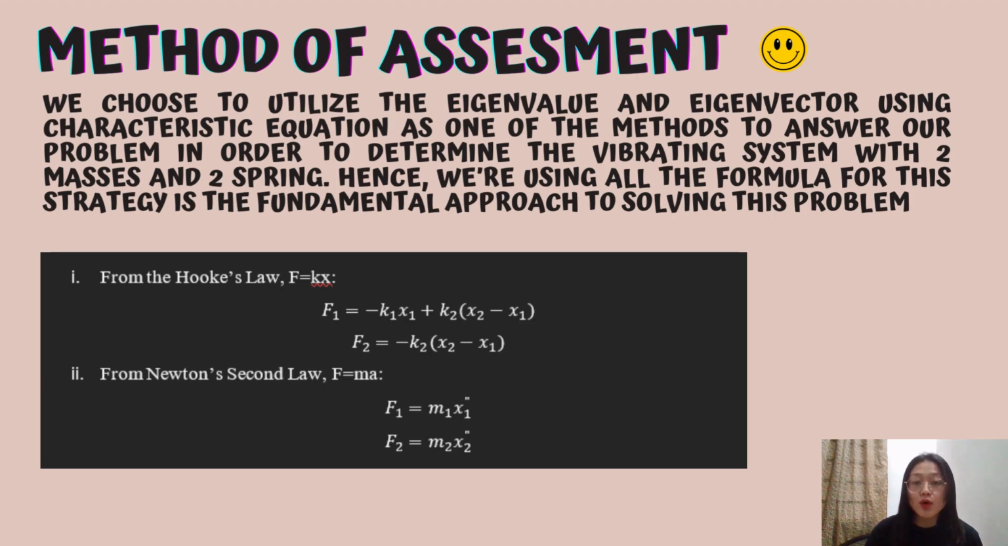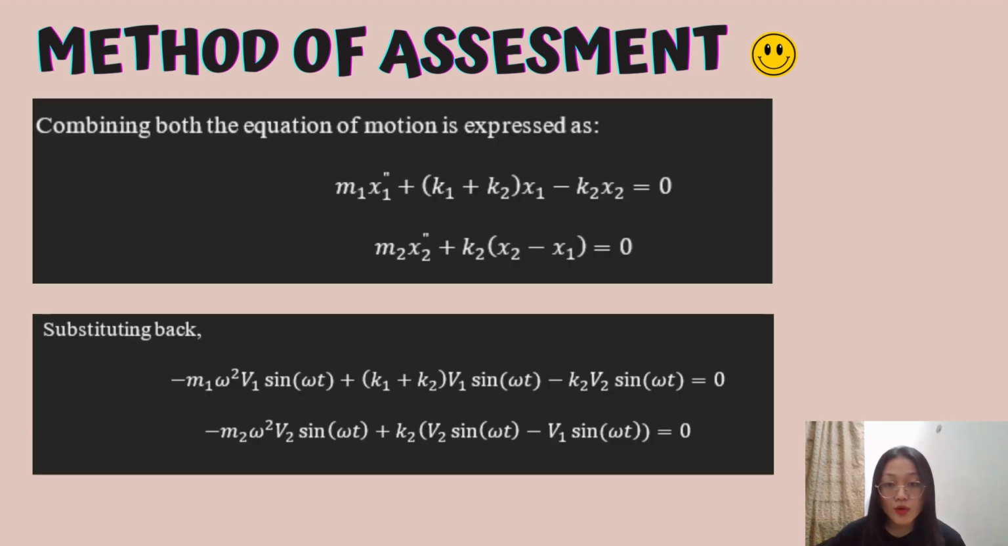From Hooke's law, F equals Kx, this is the equation that we use. And from Newton's second law, F equals ma, this is the Newton's second law we are using. So combine both equations: m1 x1 plus (k1 plus k2) multiplied with x1 minus k2 multiplied with x2 equals 0. And then m2 x2 plus k2 times (x2 minus x1) equals 0.